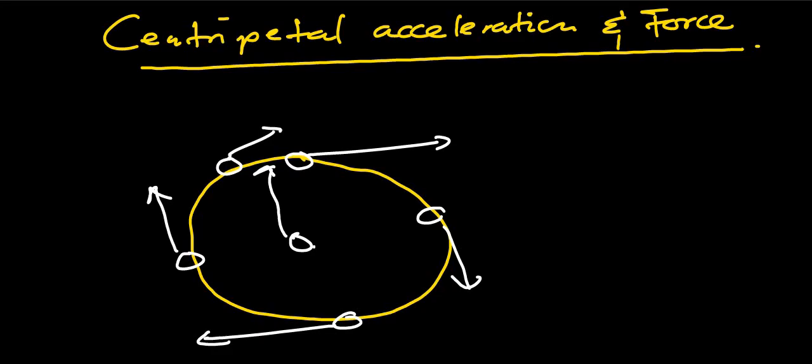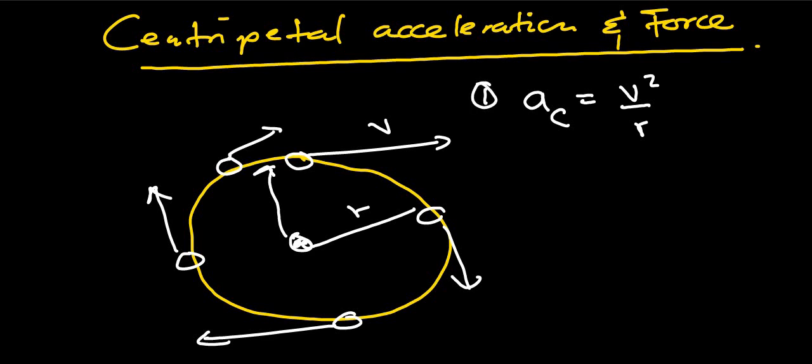And from the center to any of these points, the distance is the radius, right? The feeling, that acceleration that pulls any object moving in a circular path towards the center, is what we call centripetal acceleration, and it's given by the following formula. The first version is the linear velocity squared divided by the radius. This is the basic formula for centripetal acceleration.